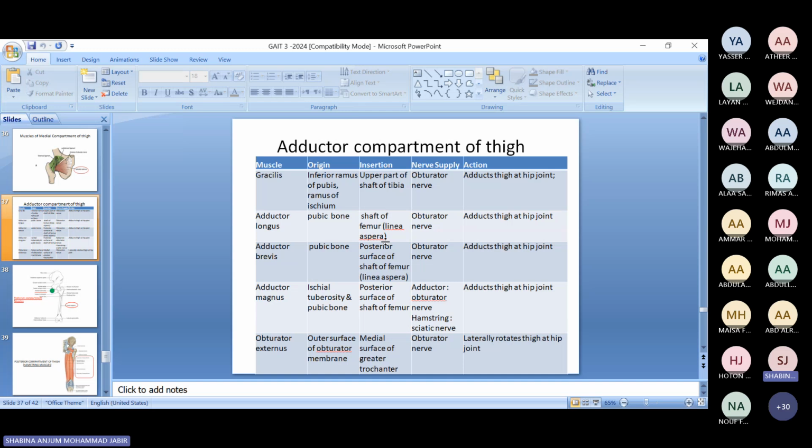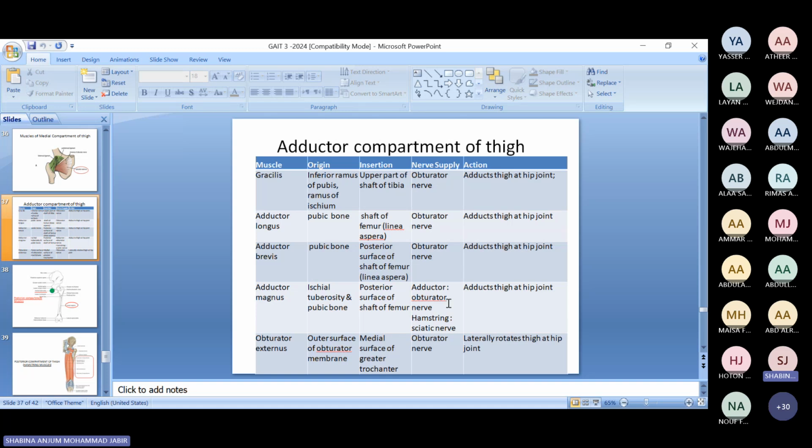It is the posterior thick border of the femur, which receives and gives attachment to most of the muscles of the medial and posterior compartment. What is the nerve? Very good, all of you know it is the obturator nerve. What will be the action? Adduction. Only the obturator externus is a small muscle responsible for lateral rotation also.